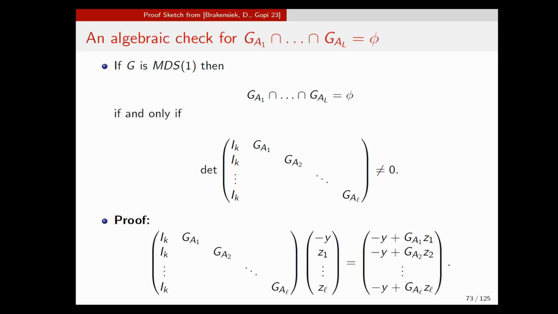So let's say this entry is in the kernel. This -1 entry corresponds to this block of elements here. This Z1 entry corresponds to the GA1 block of elements. This Z2 entry corresponds to the GA2 block, and so on. This ZL entry corresponds to the GAL block of elements. If you multiply this, the first block will multiply with -1 Z1, so I'll get -v plus GA1 Z1. The second block will give -v plus GA2 Z2. And so on, up to -v plus GAL ZL.